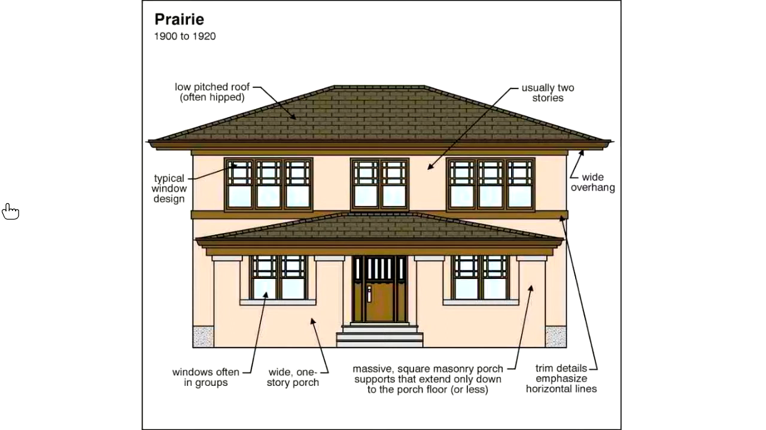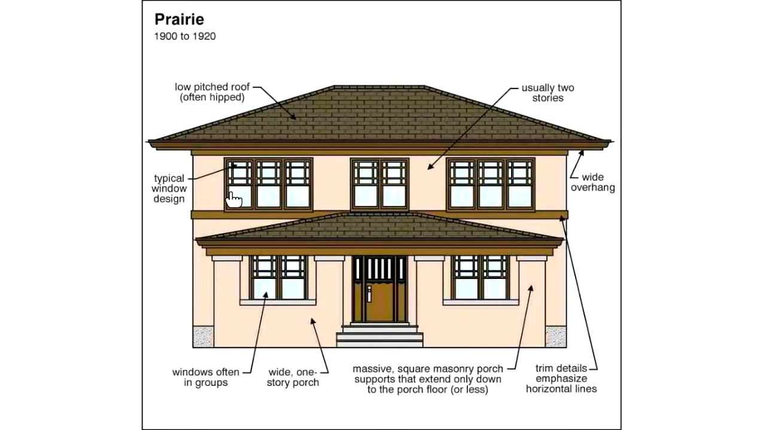So it's a low slung building, a low pitched hip roof. Usually 2 stories, oftentimes it could be just 1 story. Very symmetrical, minimal use of materials, really wide overhangs to protect the buildings, and then use of decorative glass or detailing on the windows. So here we've got the same window repeated over and over.